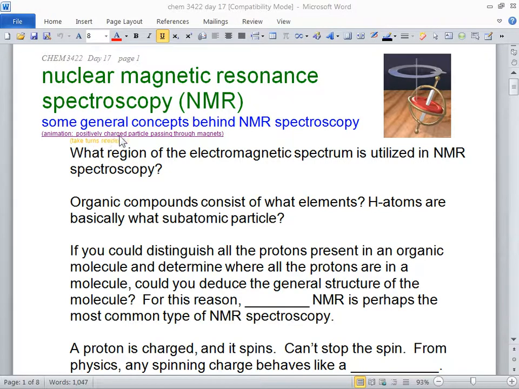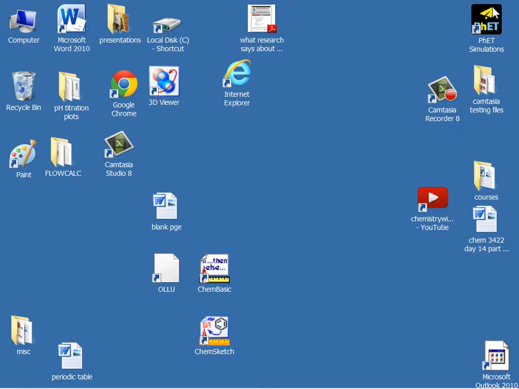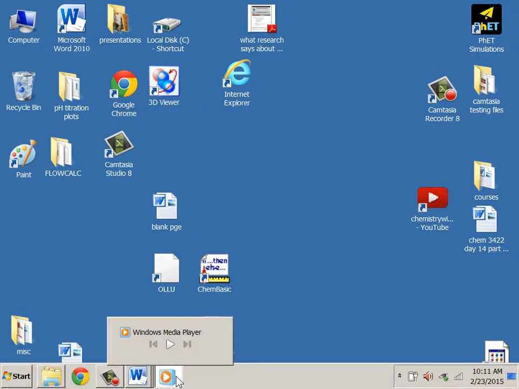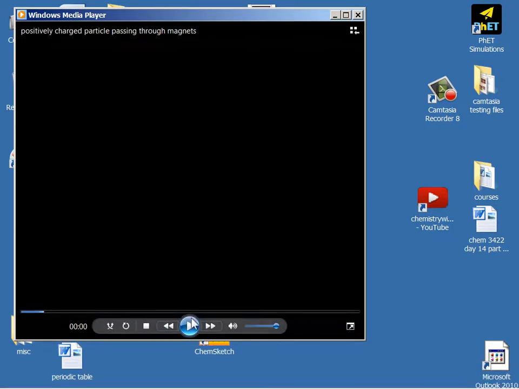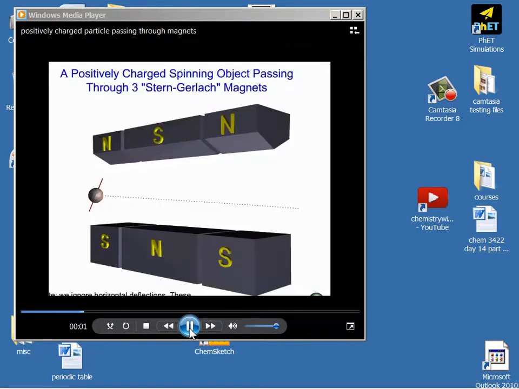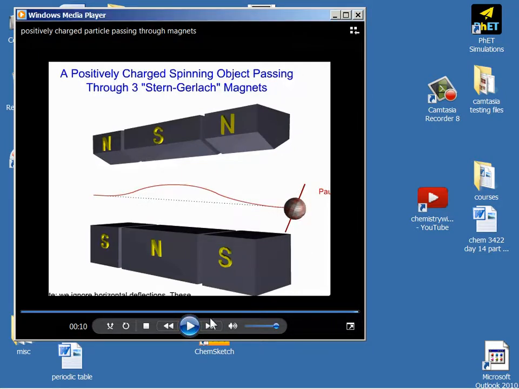An animation of positively charged particles passing through magnets. Let's see what that looks like. Here it is. Positively charged particle passing through magnets. One thing that I liked about it is something you probably can't tell. Did you see this guy? It was rotating, and that is key. If he's not rotating, this whole thing isn't going to work. See him rotating? Okay.